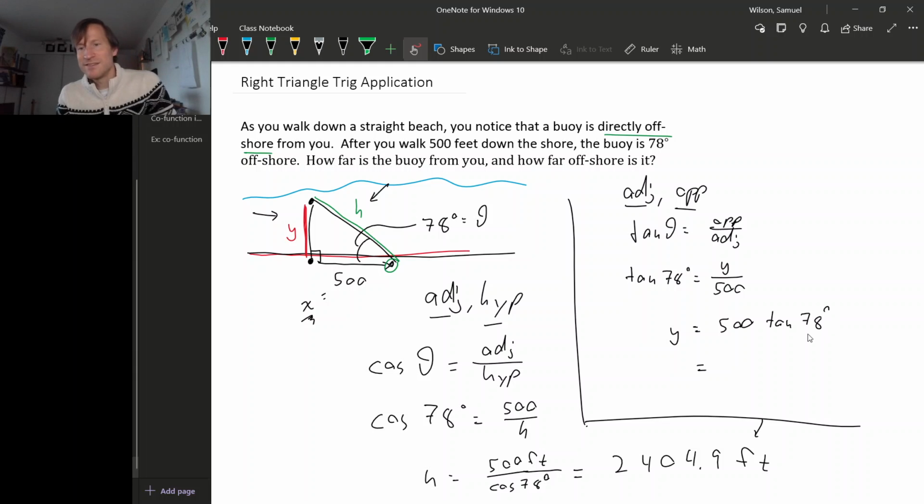And again, 78 degrees is not one of the nice angles, so we have to use a decimal approximation. So we'll take tangent of 78 degrees and then multiply that by 500, and I get 2,352 feet, approximately. And there we go. So you can see if you have a right triangle and you know only one side, you can always find the other sides using the trig functions if you have an angle. The only delicate part is choosing the appropriate trig function based on the side that you have and the side that you want.